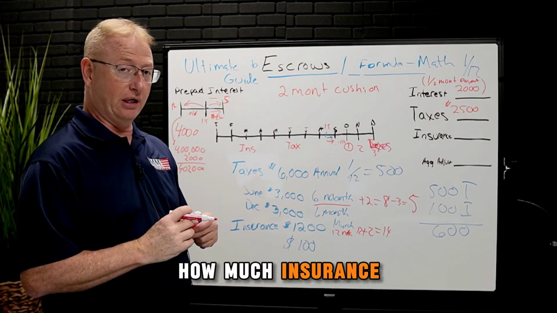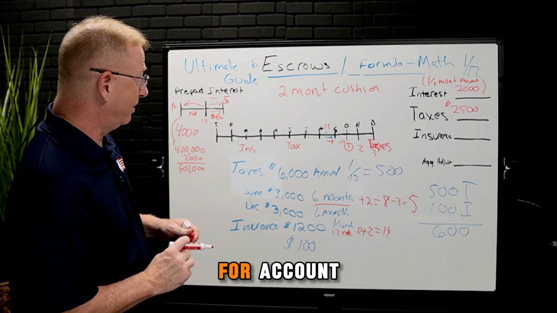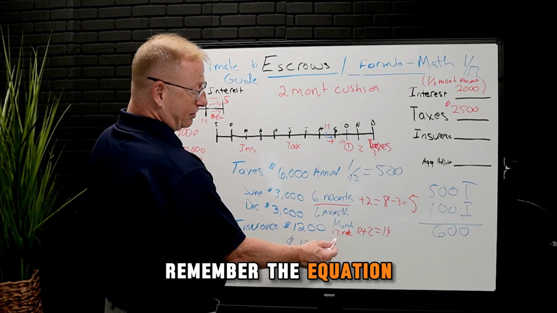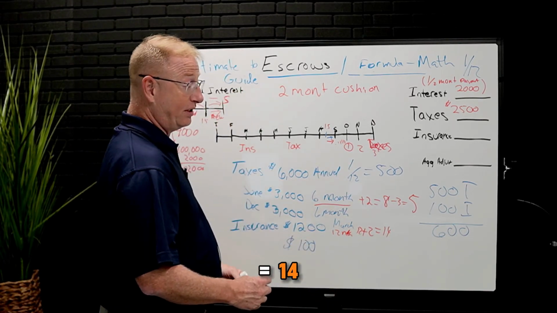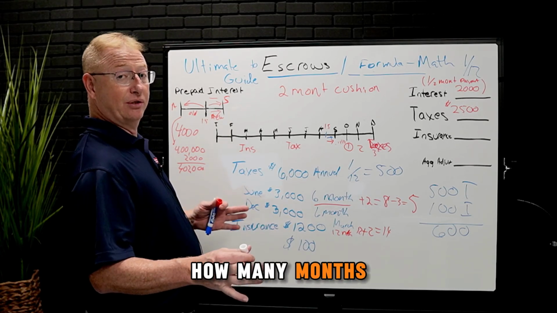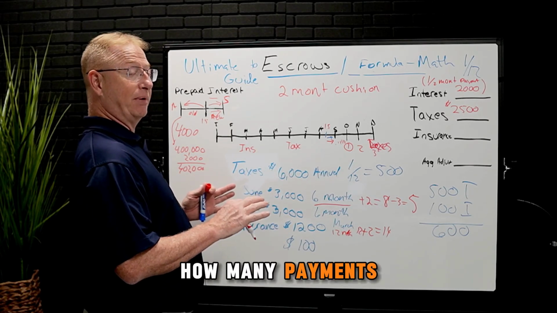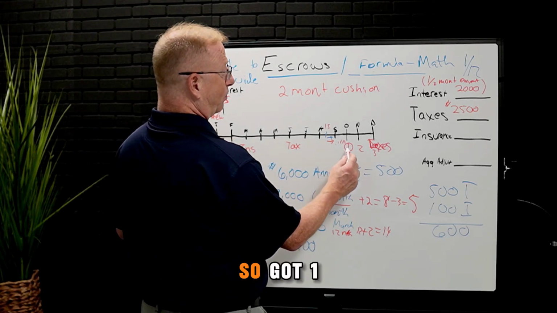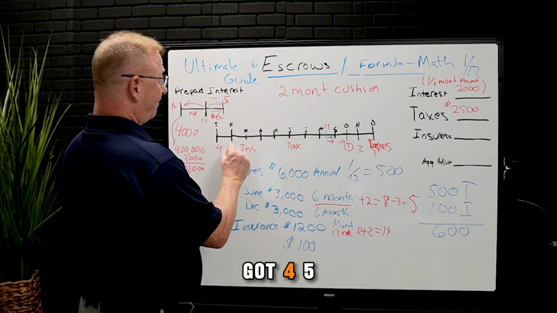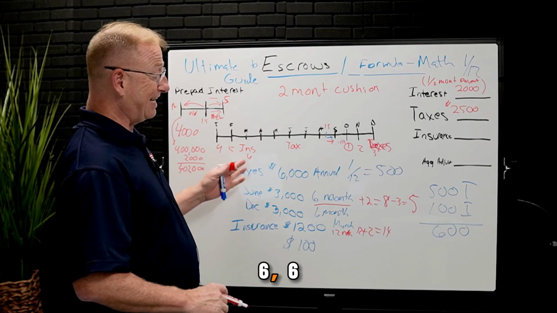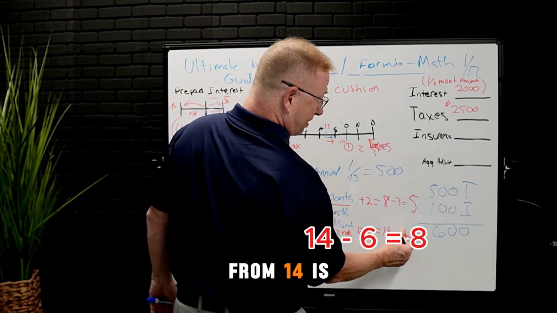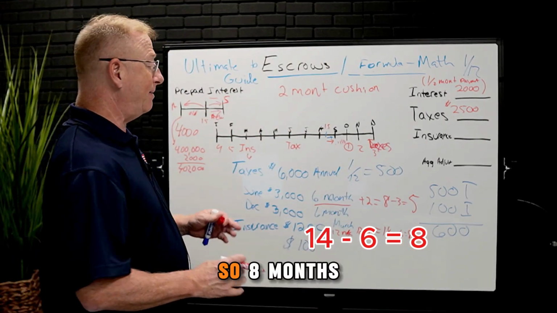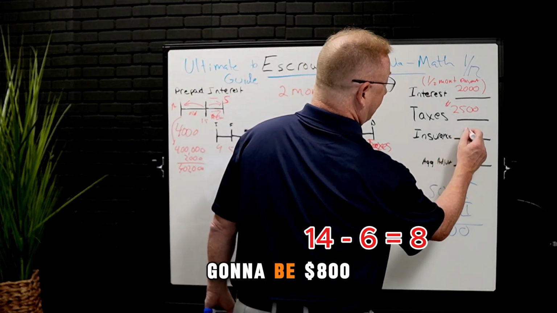How much insurance is going to be needed to start up the escrow account? The insurance is due in March. Okay. Remember the equation: 12 plus 2 equals 14, and then we need to count how many payments we'll make before those tax bills are due. So we got 1, 2, 3, 4, 5, 6. 6 from 14 is 8. So 8 months times 100 is going to be $800.